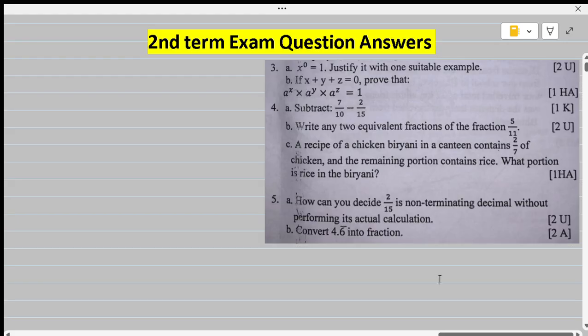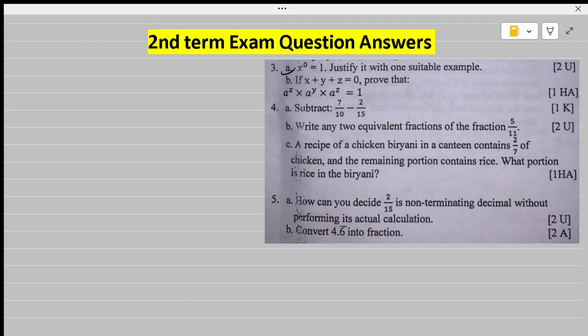Okay, see, in number 3a, what's said here is x power 0 equal to 1. So justify it with one suitable example. So it's same as proving, right. So left side I take x power 0, and this we have to prove will be equal to 1.